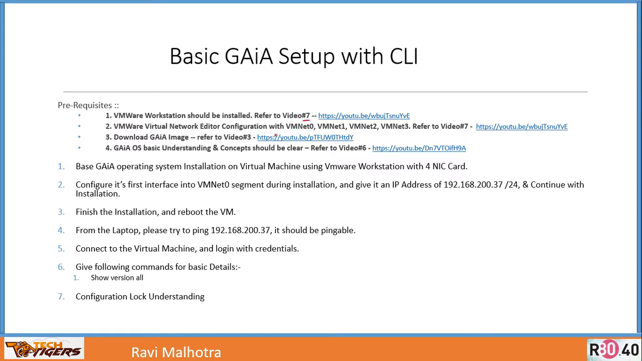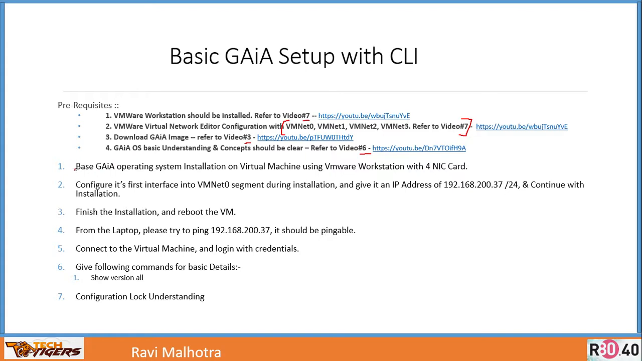Another is that the VMware network editor configuration should be done from VMnet 0 to VMnet 7. In all my videos, guys, I'm putting a lot of stress on this because it is very important. This is going to build your foundation on networking with VMware, not only for Checkpoint, but for many other things. Download the GAiA image; refer to video number 3 for this. And for the GAiA operating system basic understanding and concepts, refer to video number 6. I believe if you have been through all these lectures and videos, let me move forward now.